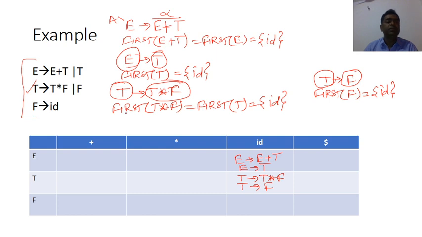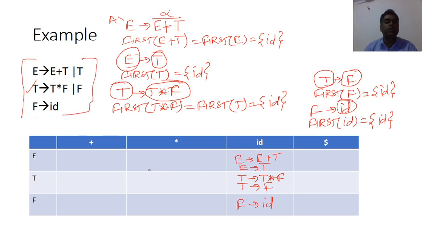And the next production is F → id. Here I have to find first of id. And what is your first of id? It is id. Id stands for identifier in this grammar. Now I have to insert this production F → id in the F row and id column. This is our predictive parsing table for the given grammar.